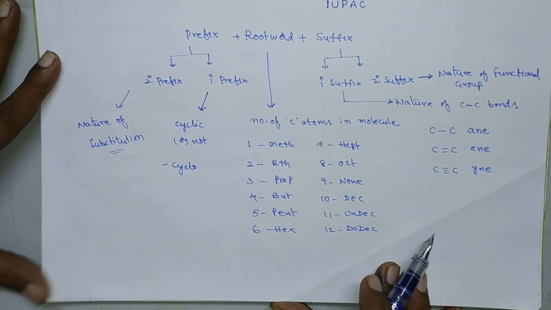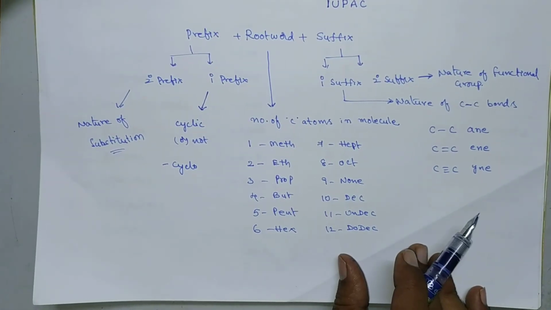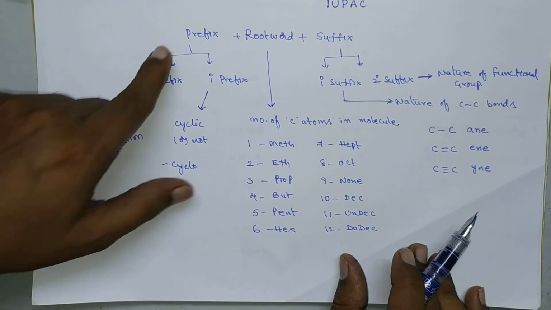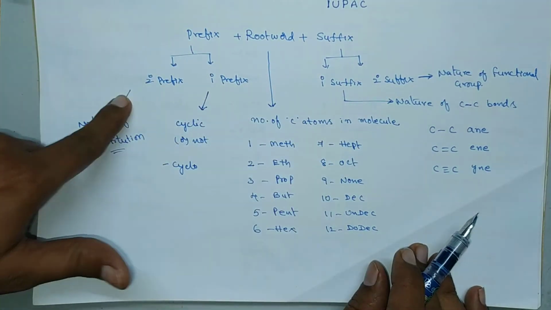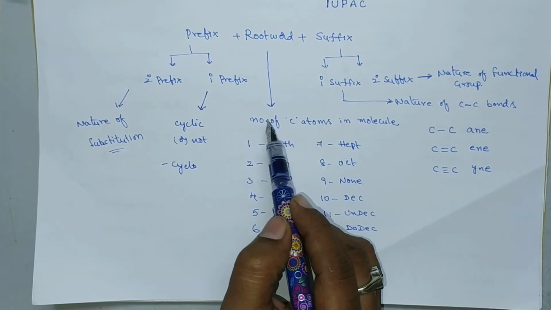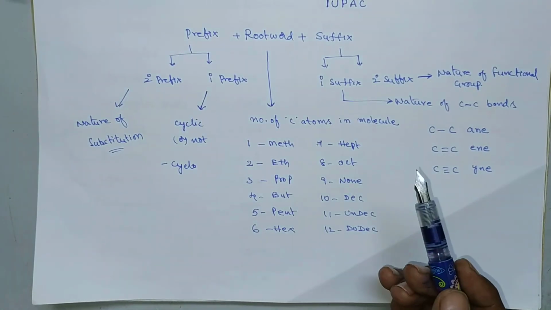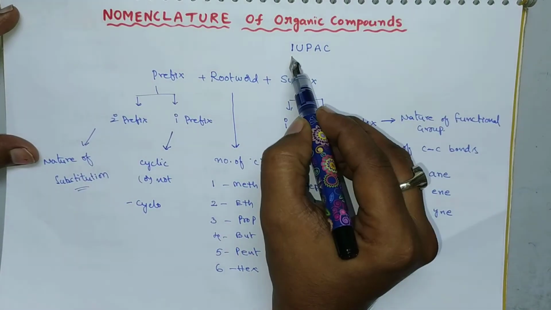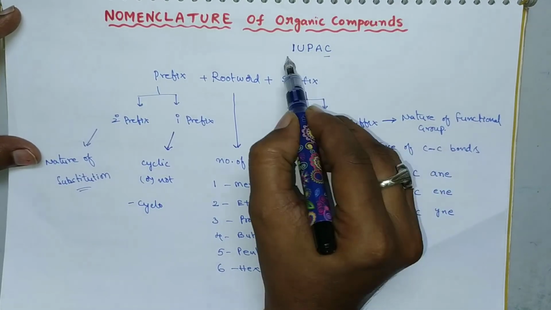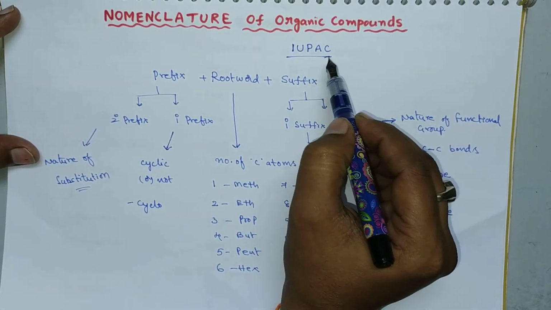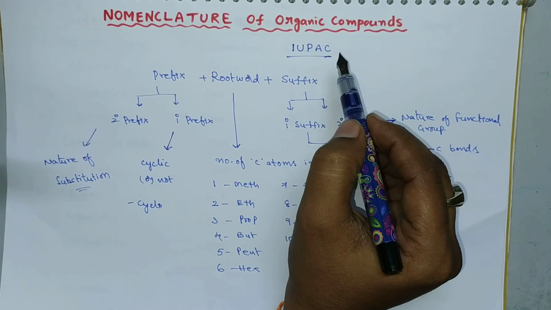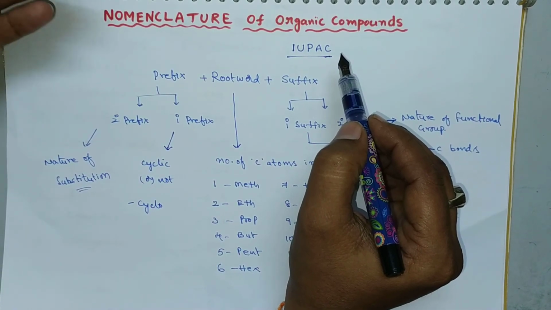Okay, clear? In the next video, we will discuss how these terms are arranged in a molecule, so how the root word is fixed and how the primary and secondary prefixes are fixed. The International Union of Pure and Applied Chemistry, this IUPAC system, gave some rules. By taking some examples, we can explain all the rules.